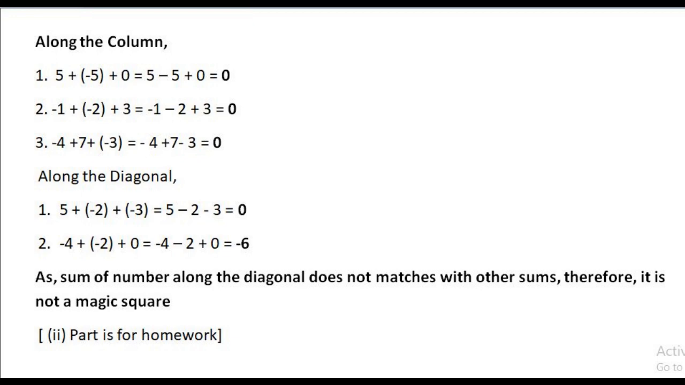That means one answer is different. But what is the condition for a magic square? All the answers should be the same, but here one answer is different, so we will say that this square is not a magic square. In this way you will check square number 2 to see if it is a magic square or not. Now for question number 10, as I told you, it is a little bit tricky, so we will do that later in the class, when you come to school.